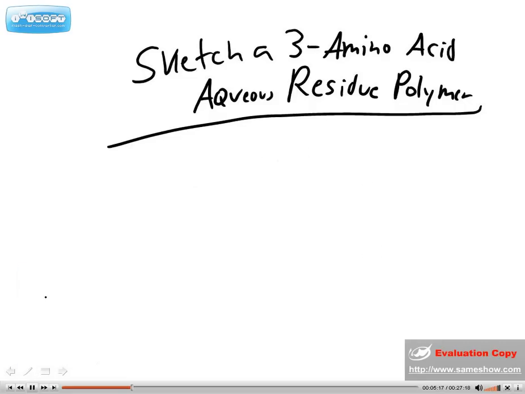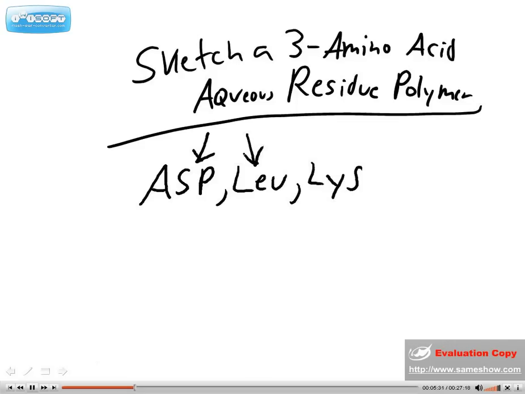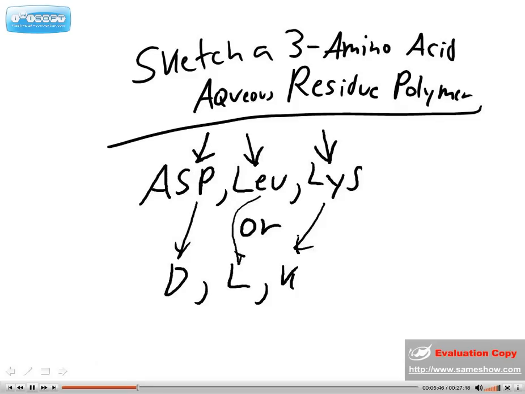So I could give you a problem like this and say, okay, ASP, LEU, LYS. The first one is for aspartic acid, the second one is for leucine, the third one is for lysine. Or I could give it to you in this format, D, L, and K. Again, D is for aspartic acid, L is for leucine, K is for lysine. So memorize everything on that slide, both the sketches, the names, as well as the 3-letter and 1-letter symbols.